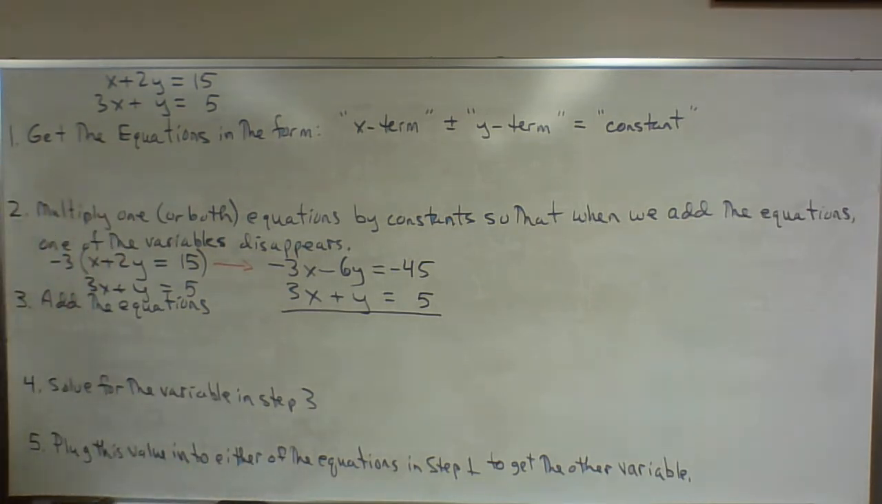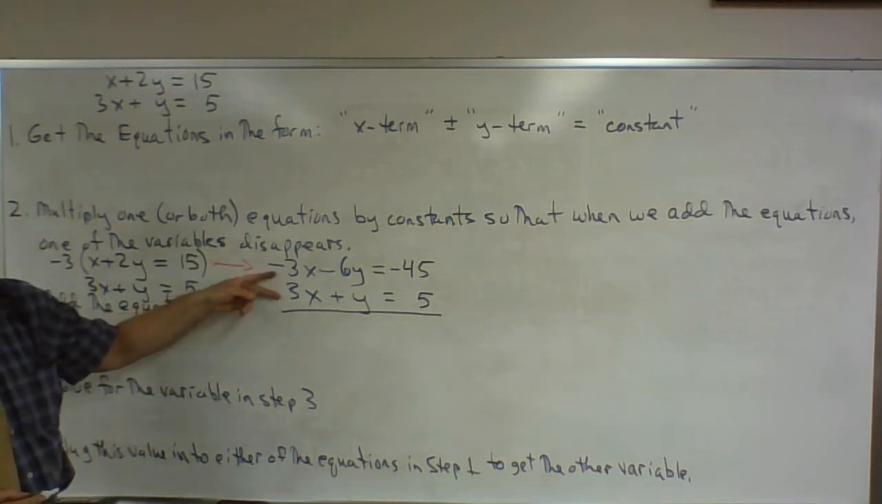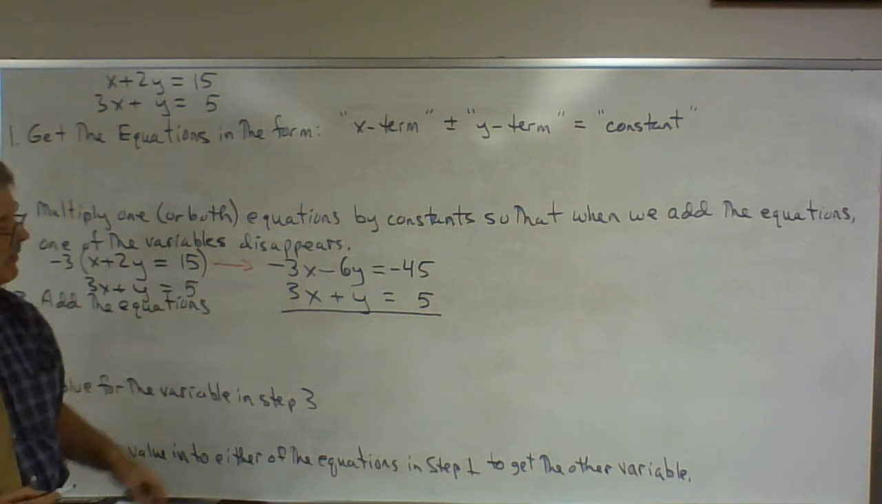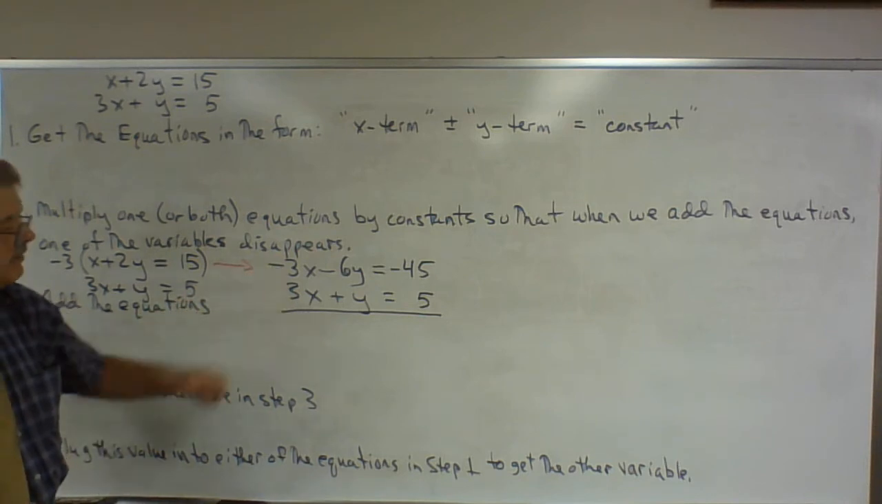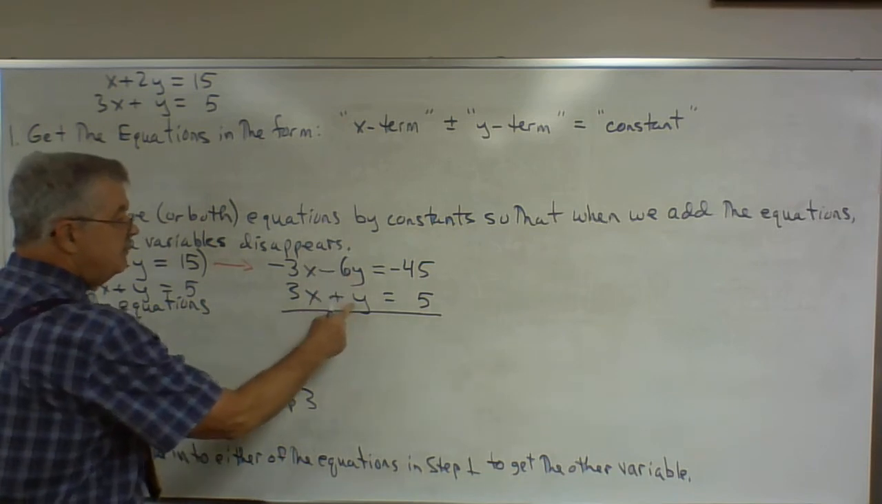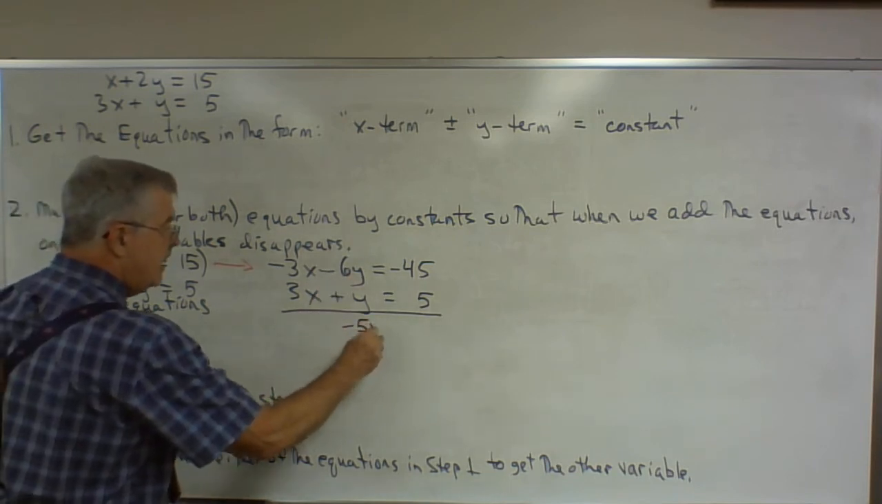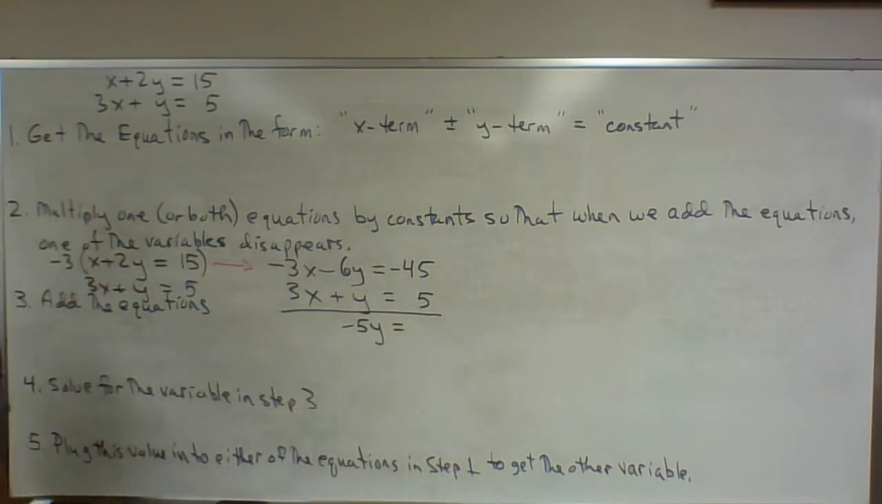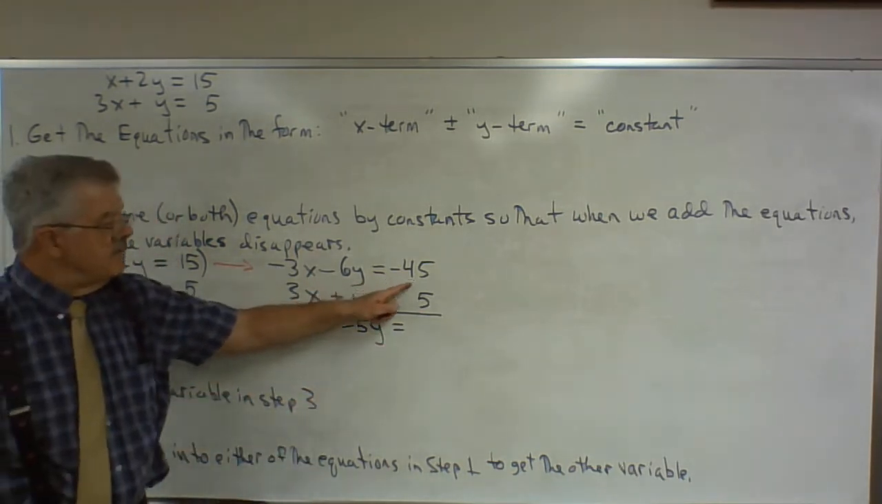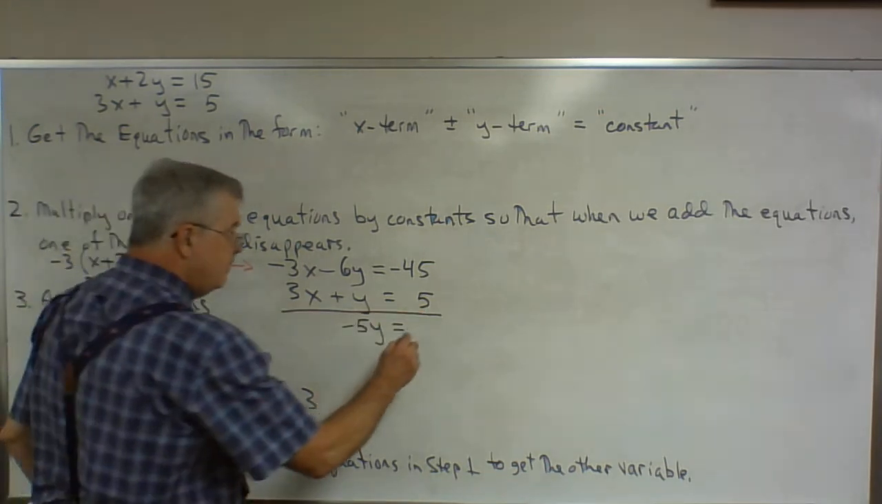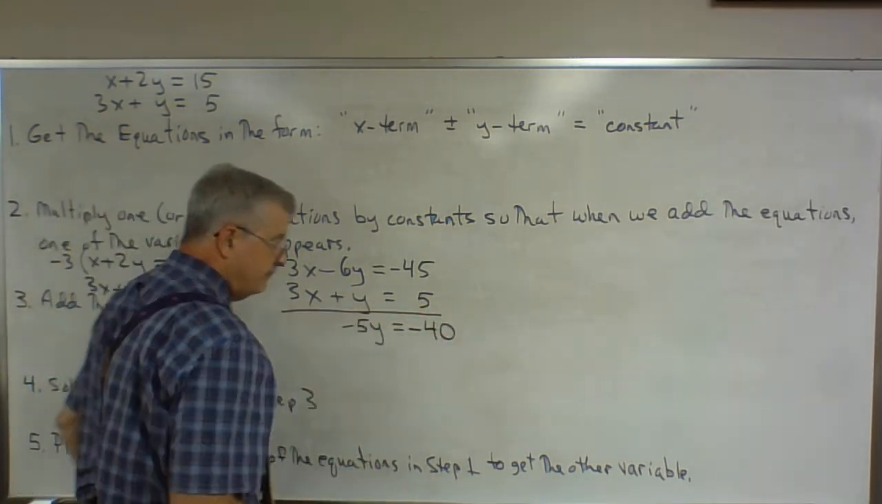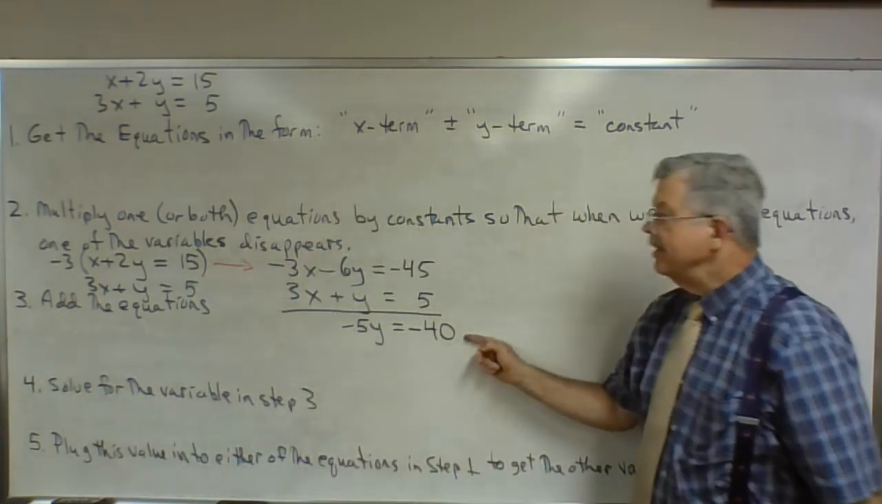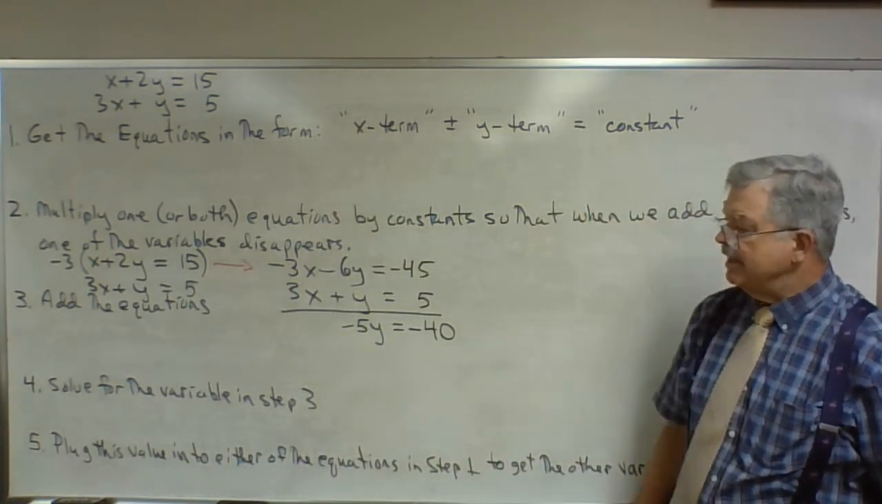Okay. Step 3, add the equations. Well, I already have them written out so that they can be added. Negative 3x plus 3x is 0. Negative 6y plus y is negative 5y. And negative 45 plus 5 is negative 40. You see that? One of the variables disappeared. That's exactly what we wanted to happen.